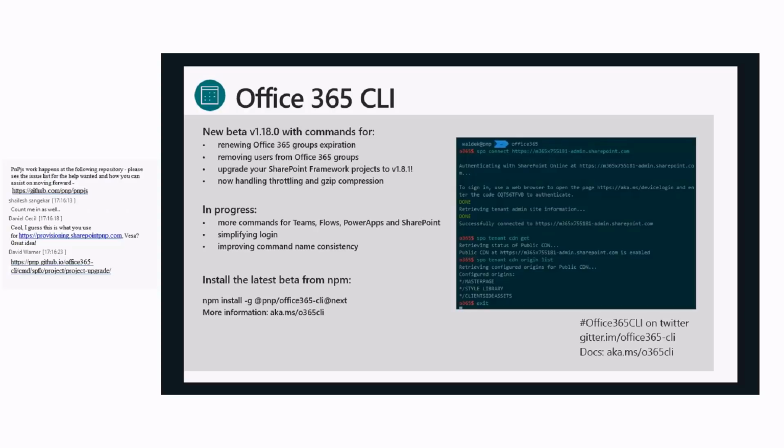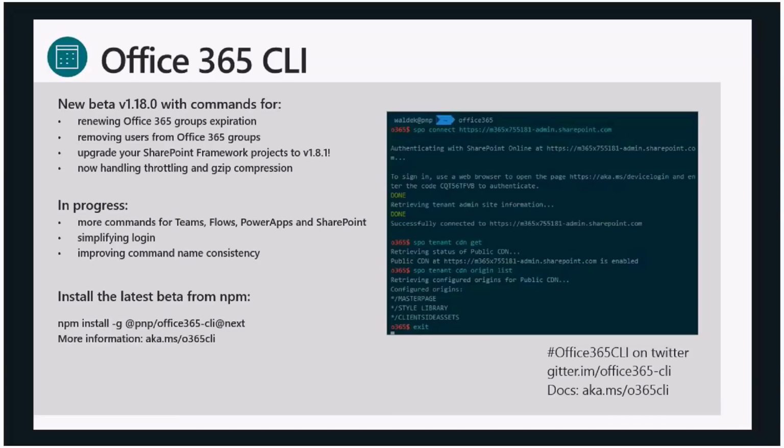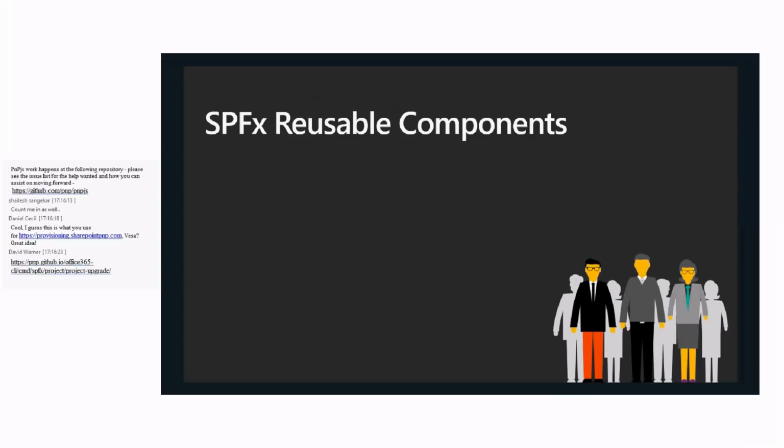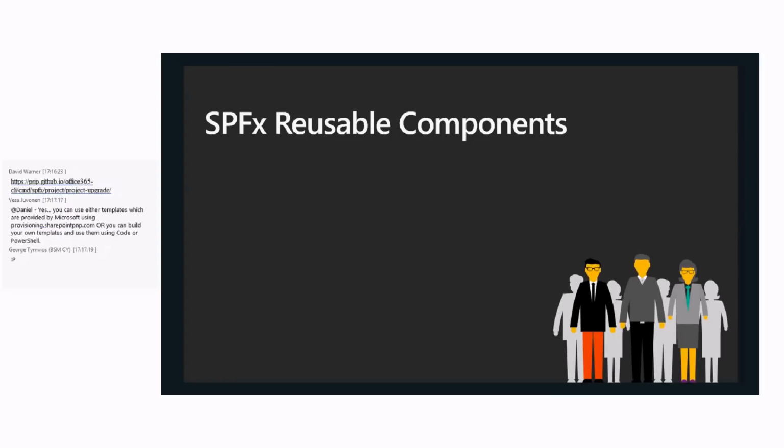As always, you can install the latest beta at npm install -g @pnp/office365-cli@next. More information at aka.ms/o365cli. There's as well a hashtag on Twitter and a Gitter channel as well. If you have questions, definitely check that out. The CLI is an awesome cross-platform tool for managing your SharePoint deployments, your SharePoint farms, or is it called a farm still? Your SharePoint Online tenant, and showing my age with that. Really cool tool. If you haven't checked it out, definitely check it out. It's a really nice thing to have in your bag of tricks.